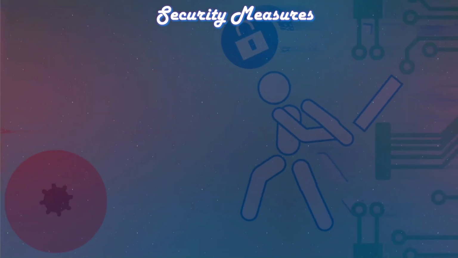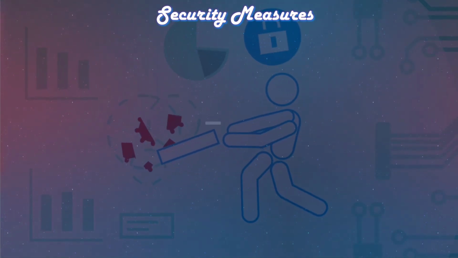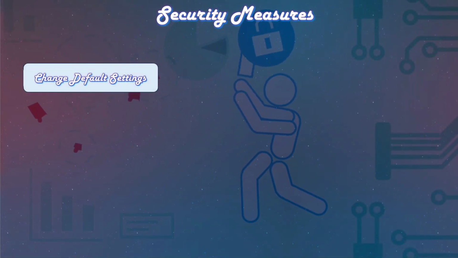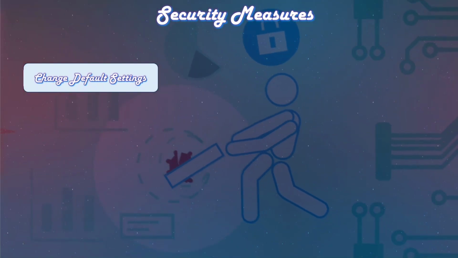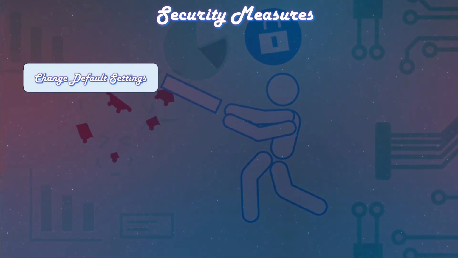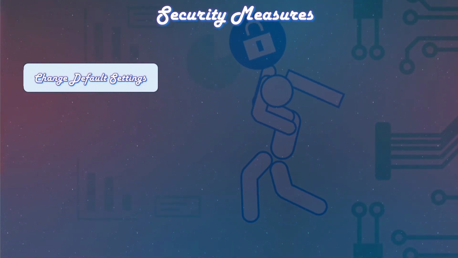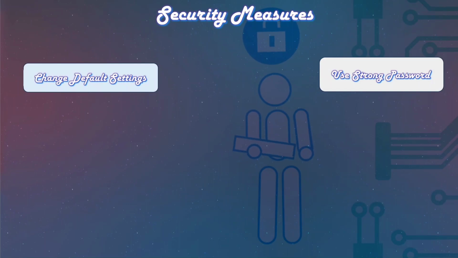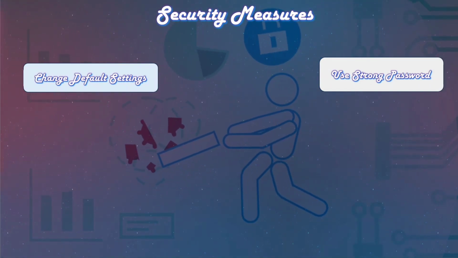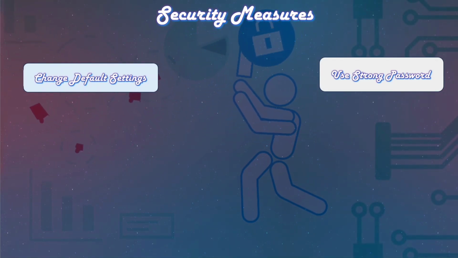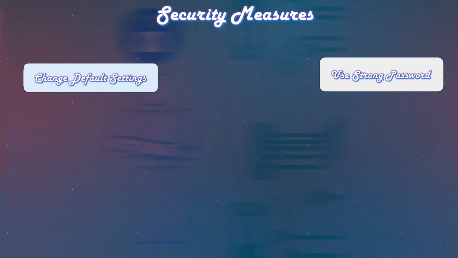Security measures. Change default settings. Change default router login credentials to prevent unauthorized access. Disable remote administration of your network router. Use strong password. Use a strong unique password for your Wi-Fi network. Avoid using default or easily guessable passwords.